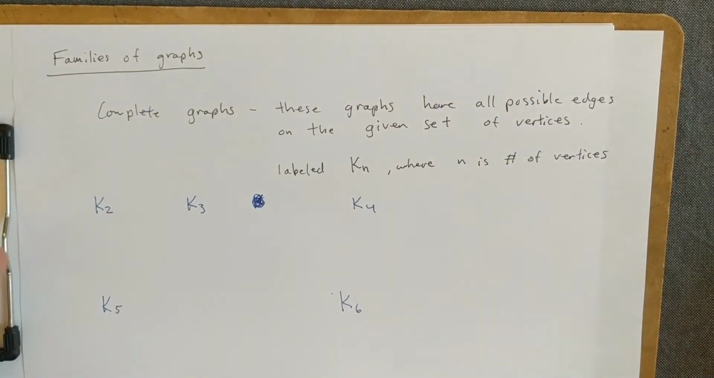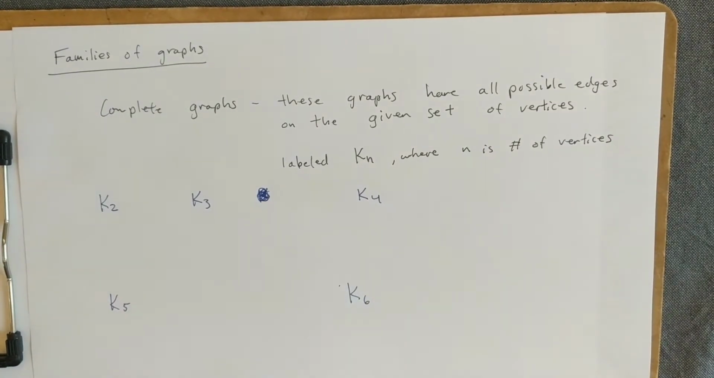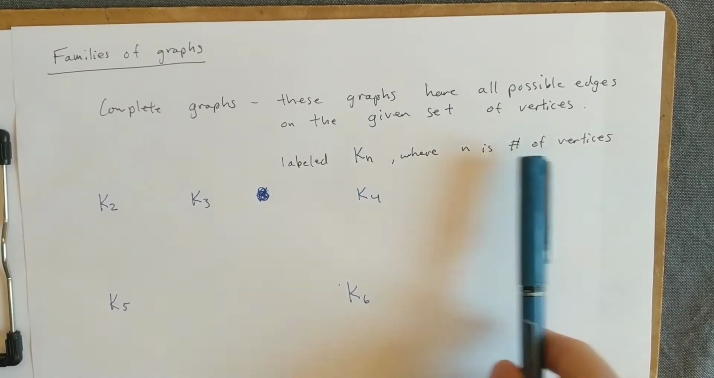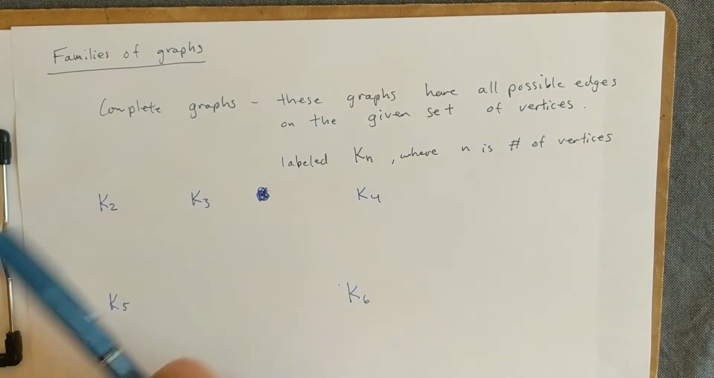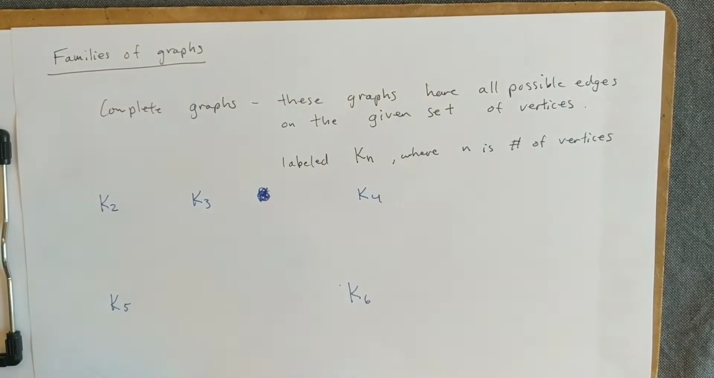So we want to define certain families of graphs that come up often. The first family we're going to talk about are the complete graphs, and they're labeled with K sub n, where n is the number of vertices, and the property that complete graphs have is that it's all possible edges on these n vertices. So let's draw a few of these.